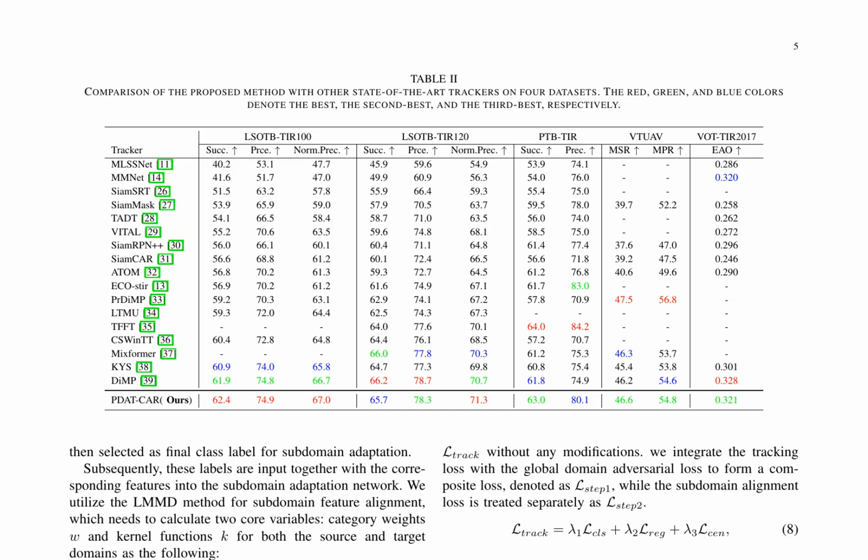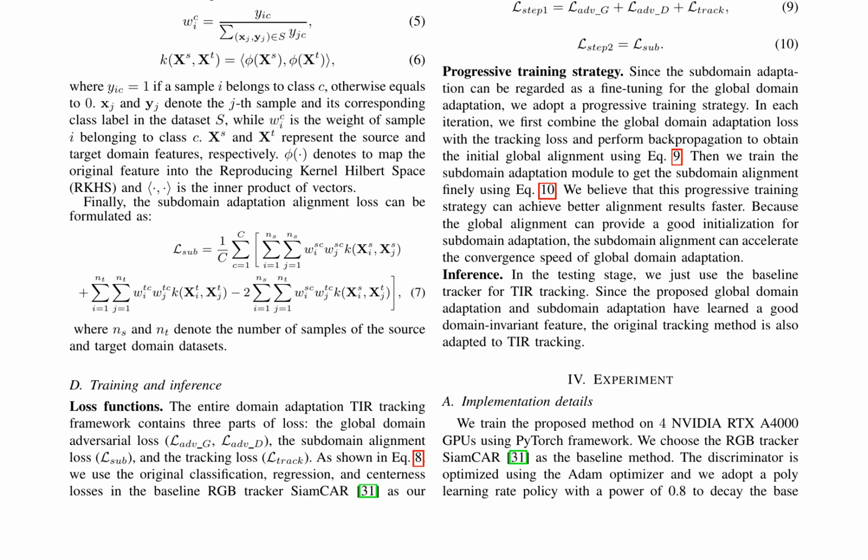The framework consists of global domain adaptation and subdomain adaptation modules. The global domain adaptation module aligns the source and target domains using a domain adversarial loss, while the subdomain adaptation module fine-tunes the alignment using a clustering-based label selection mechanism. The proposed method is evaluated on 4 widely used TIR tracking datasets, including LSOTB-TIR100, LSOTB-TIR120, PTB-TIR, and VOT-TIR2017.